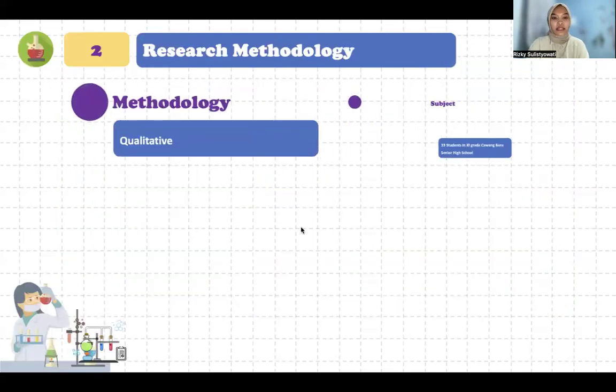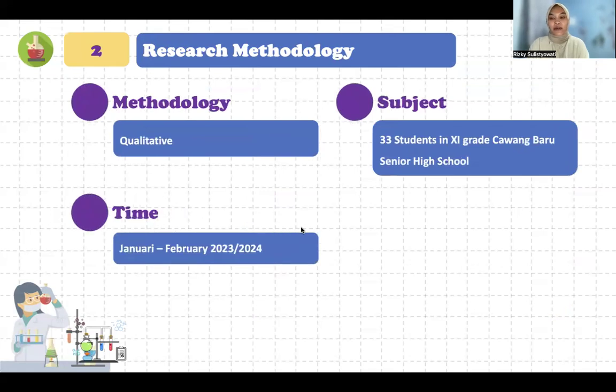We are moving on to research methodology. This study uses a qualitative method. This method was chosen because it can provide a deeper analysis of student cognitive structure on rate of reaction material. This research was conducted at Cawang Baru Senior High School and implemented from January until February of the academic year 2023 until 2024. The subjects of this research were 33 students in grade 11 of Cawang Baru Senior High School.